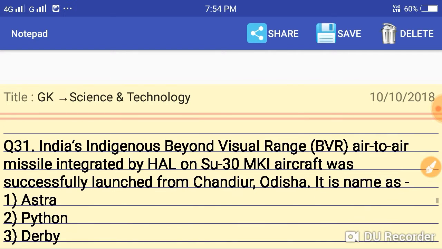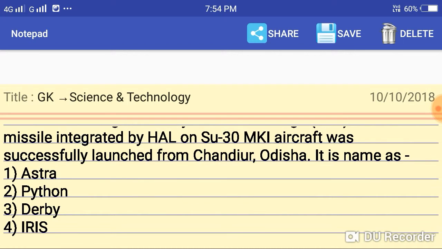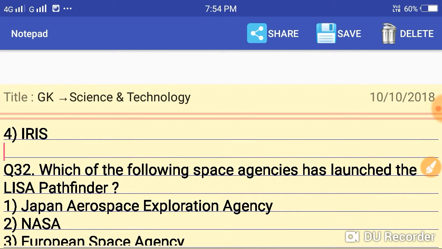India's indigenous beyond visual range, BVR, air-to-air missile, integrated by HAL on Su-30 MKI aircraft, was successfully launched from Chandipur, Odisha. It is named as Astra. Option 1, right answer. Next question. Question number 32.